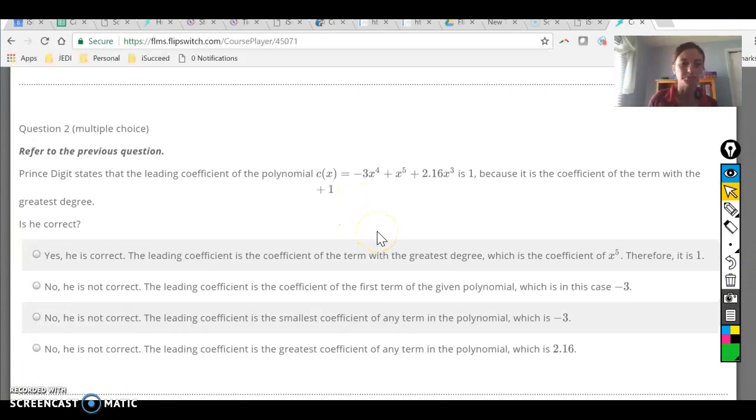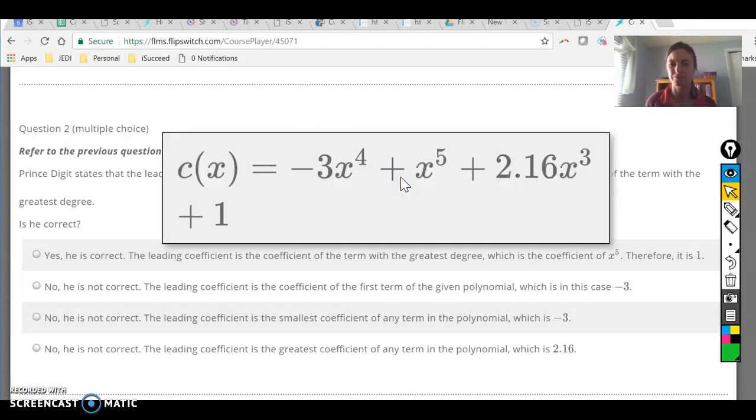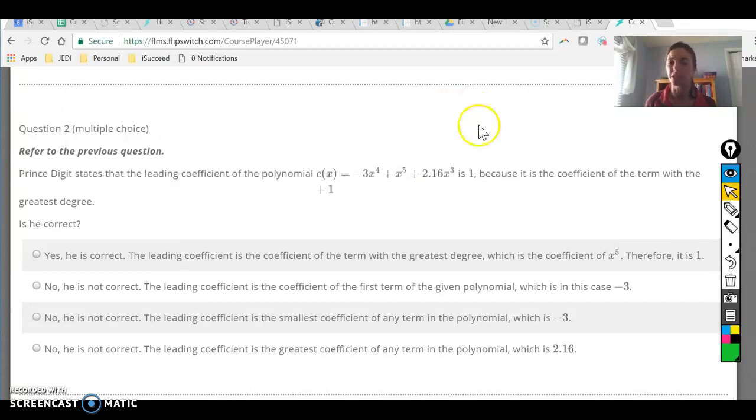Question 2. Prince Digit states that the leading coefficient of the same polynomial is 1 because it is the coefficient of the term with the greatest degree. So yes, there's an assumed 1 in front of x to the fifth, and that is indeed correct. All right, we're moving really quickly here.